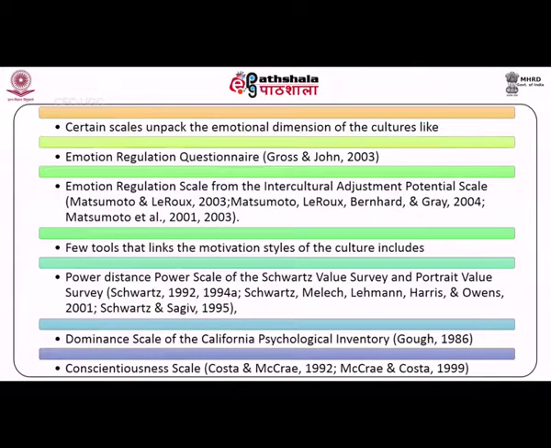Emotion Regulation Scale is extracted from the Intercultural Adjustment Potential Scale. A few tools that link the motivation scales of the culture include Power Distance, the Power Scale of the Schwartz Value Survey and the Portrait Value Survey, the Dominance Scale of the California Psychological Inventory, and the Conscientiousness Scale.